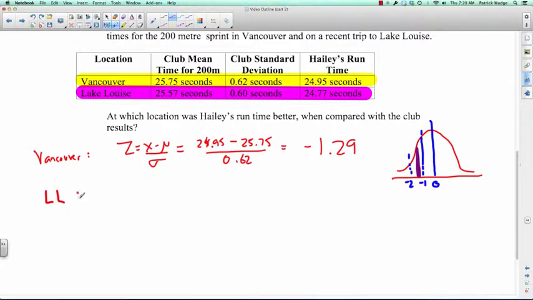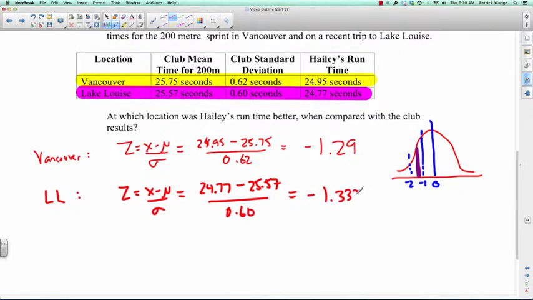Okay, now let's figure out how she did in Lake Louise. The Z-score is exactly the same, same method to find it. So her time this time was 24.77. The mean this time was 25.57. And the standard deviation was 0.60. Divide those, you get negative 1.333. So did she do better or did she do worse?